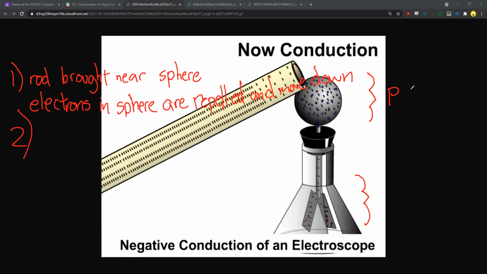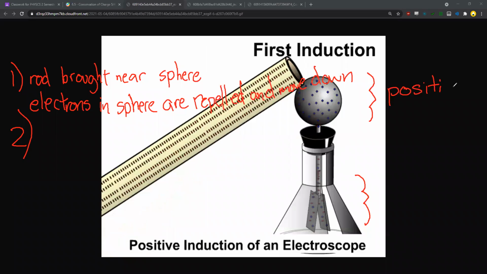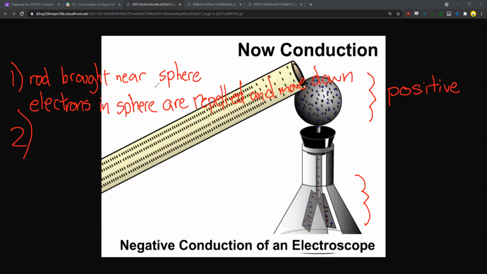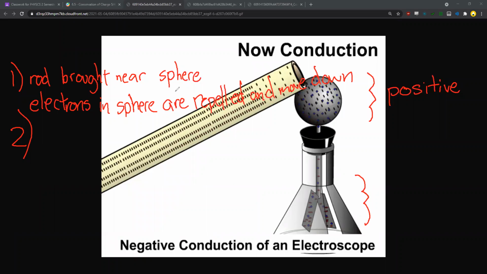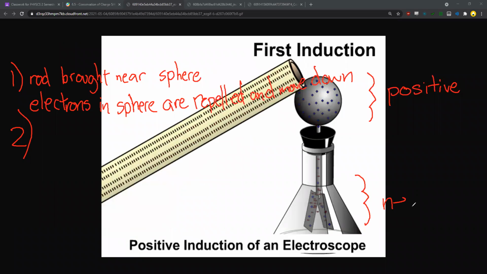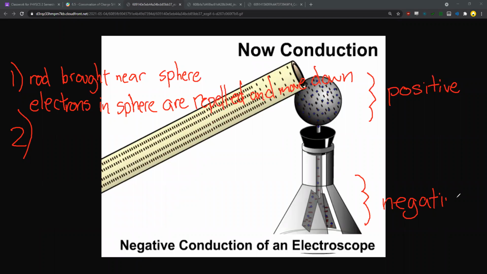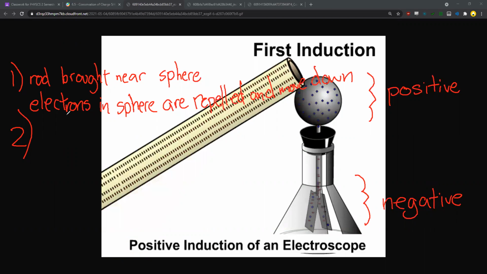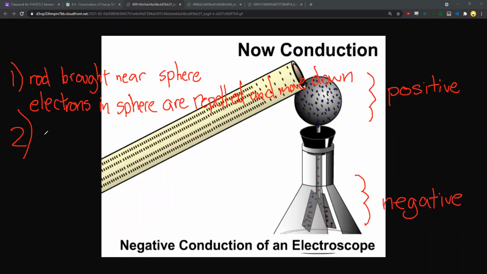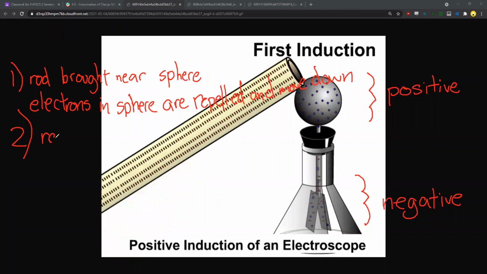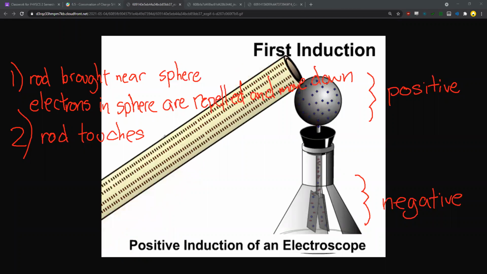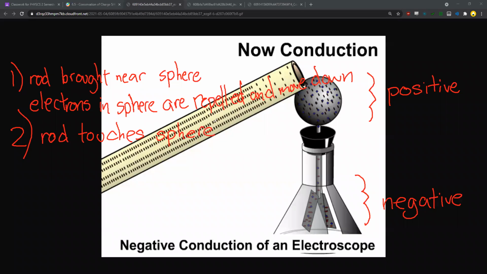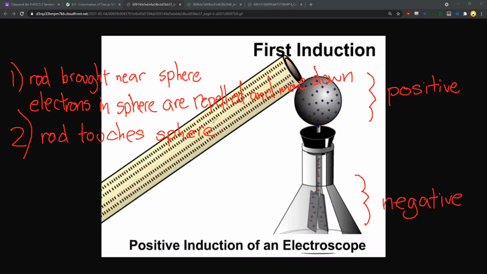Yeah. So, guys, I'm splitting up the timelines here. This is right after the rod is brought near the sphere, but not touching. So the top part will be positive. The bottom part will be negative. Right? And so now the rod touches the sphere. What happens when the rod touches the sphere?